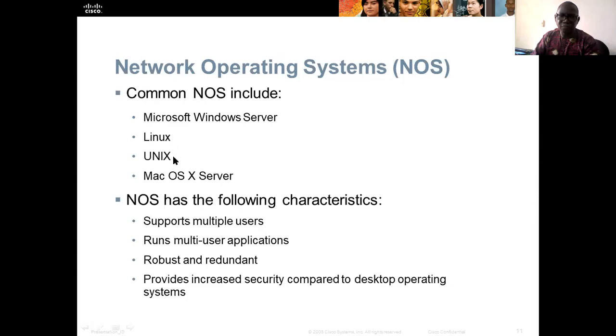Linux also has various versions: we have Red Hat Linux, Mandriva Linux, Ubuntu, and all of that, and Unix, and Mac OS. So they have all this.